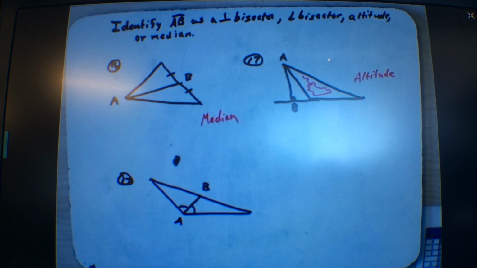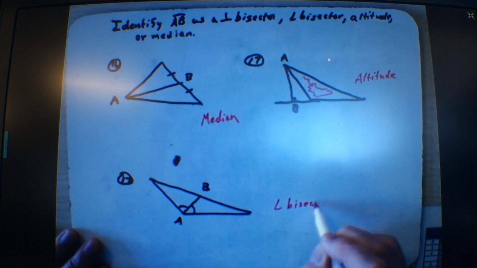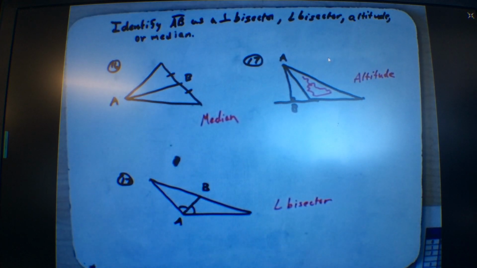Now we go down here. Angle bisector. You do not have to spell angle. You can use the symbol for perpendicular, and you can use the symbol for angle, okay? There are a lot more questions than this. I just highlighted some of them.